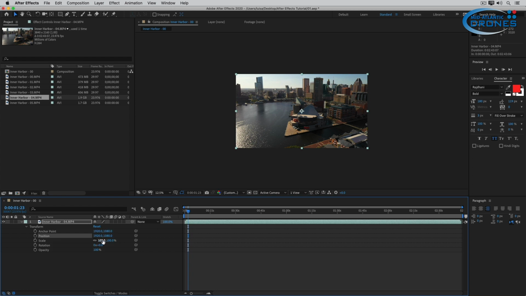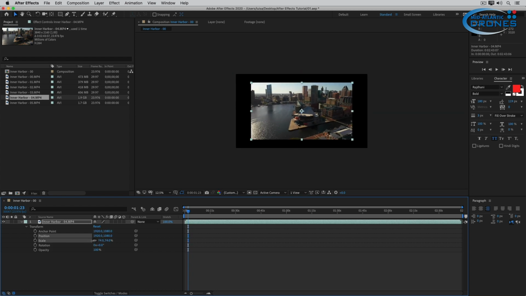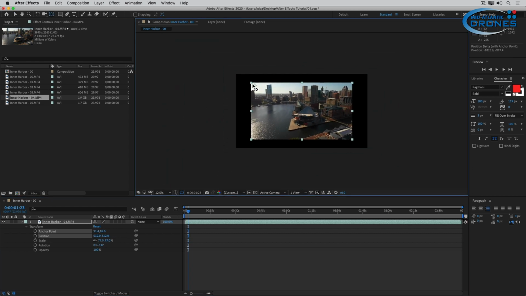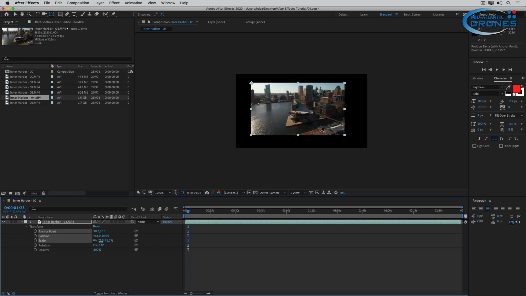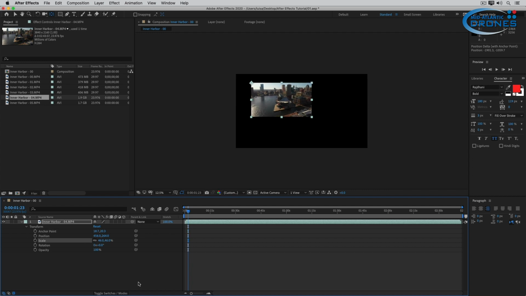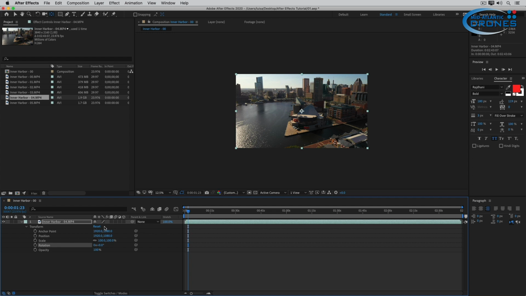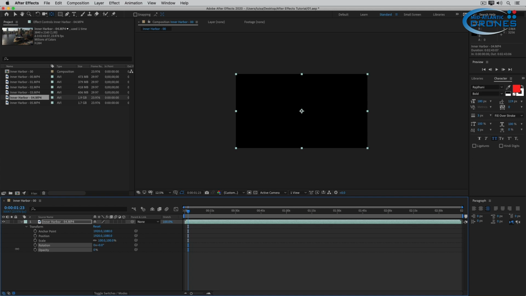Scale, for example. It also is scaling from where the anchor point is. So say I change the anchor point, and yes, I used a shortcut to choose a different tool. I'm going to talk about the tools in a future movie. And if I scale this now, notice that it's scaling from where the anchor point is. Rotation is rotating from the pivot point of the anchor point. The only one that doesn't refer to the anchor point is opacity. It makes all of the pixels semi-transparent and then finally transparent.